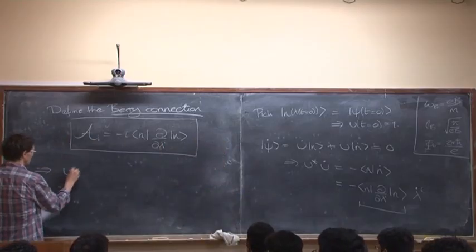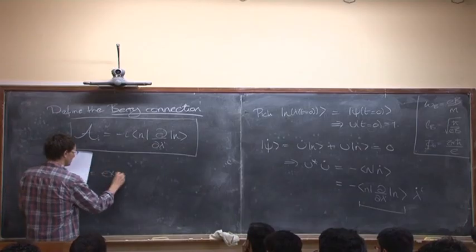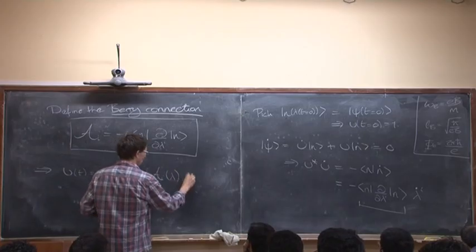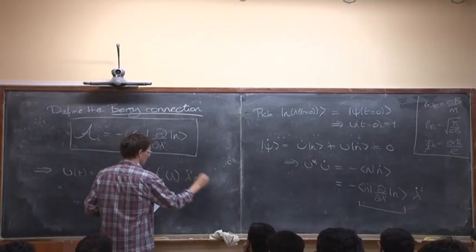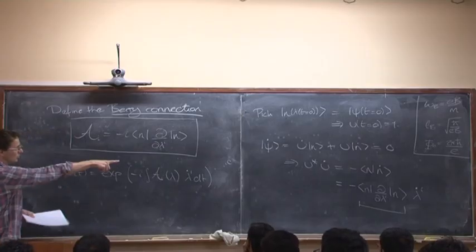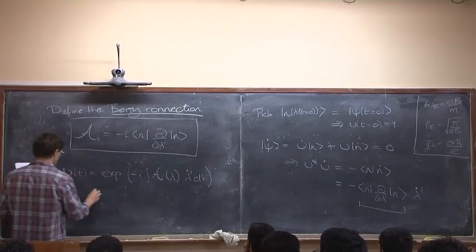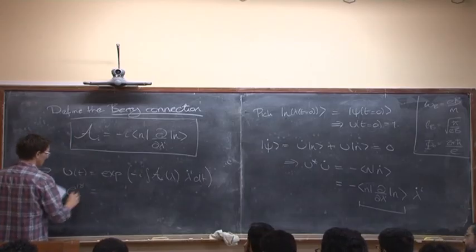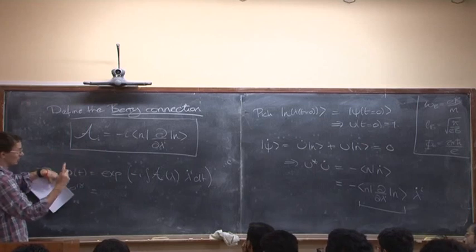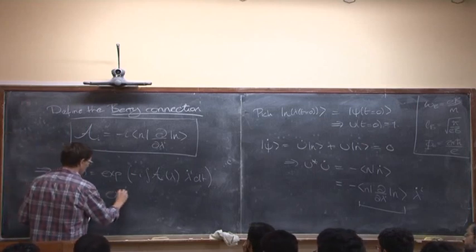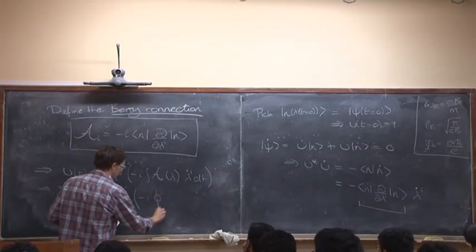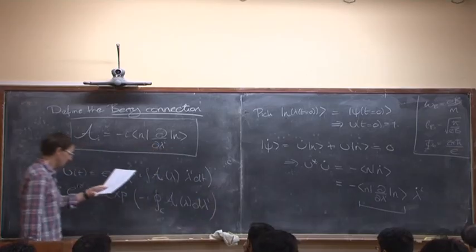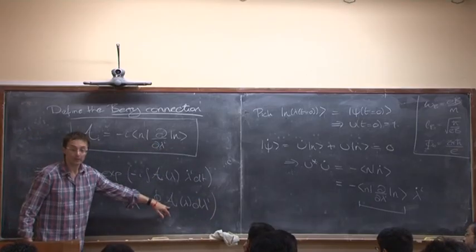This equation tells us that U of t is equal to the exponential of the integral of the Berry connection. It's just solving this differential equation, which means that the total phase, e to the i gamma, is U of t after I've done a circle in parameter space. And so it's given by the following.